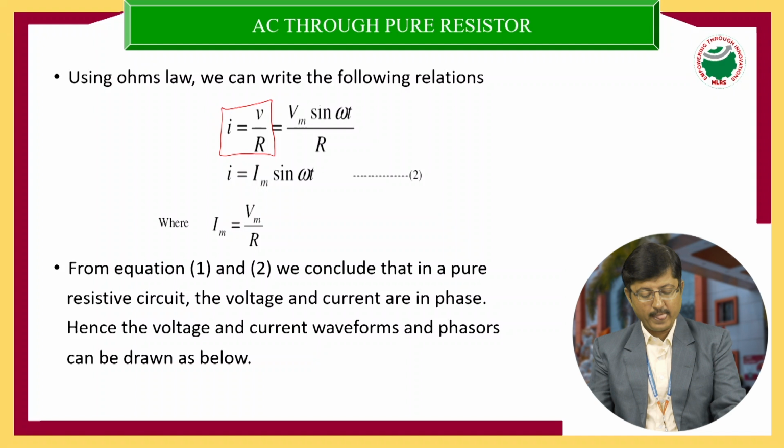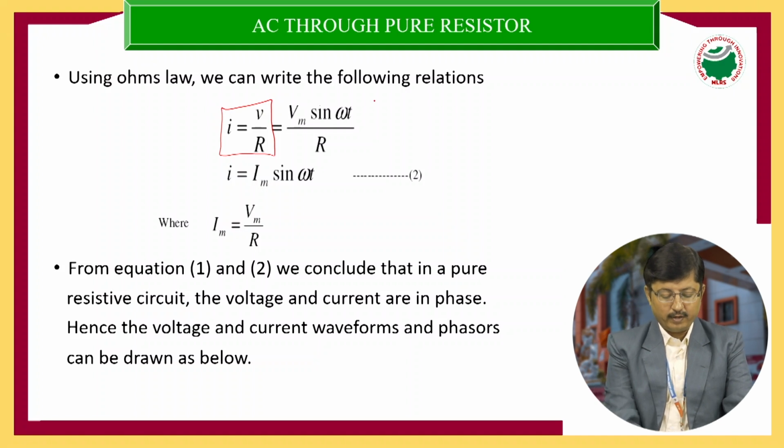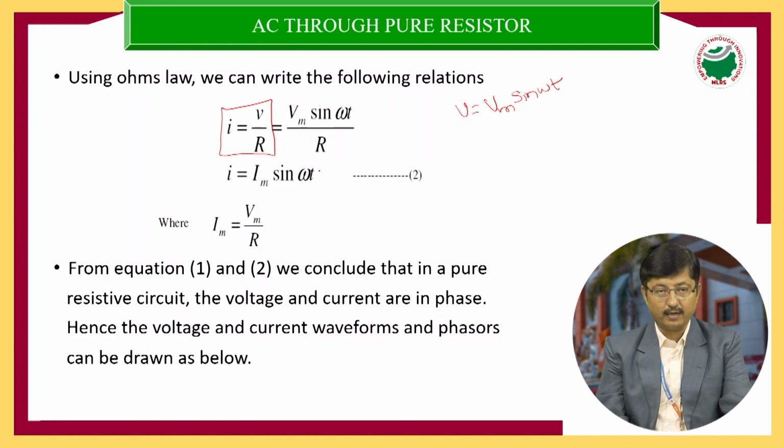So we can write the following relation here. V equals Vm sin omega t divided by R. V is nothing but the applied voltage here, that is, the sinusoidal voltage we are applying, Vm sin omega t. So V equals Vm sin omega t divided by R.